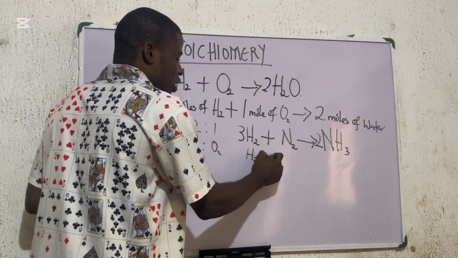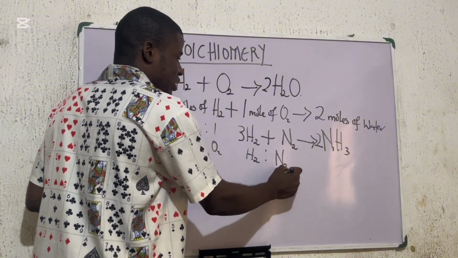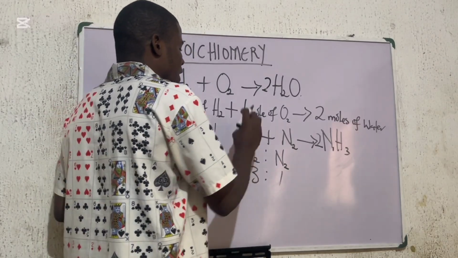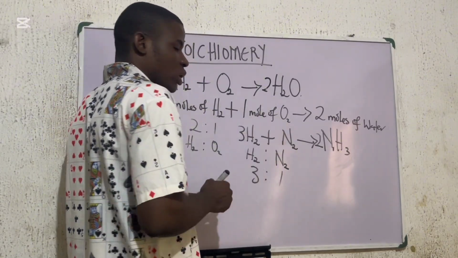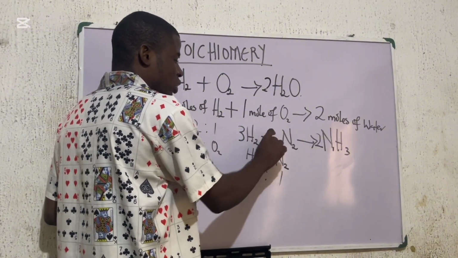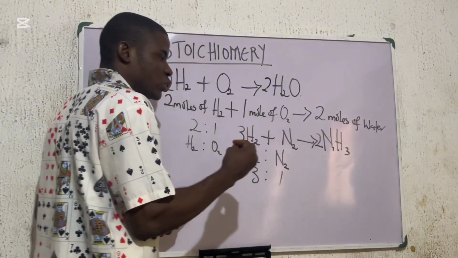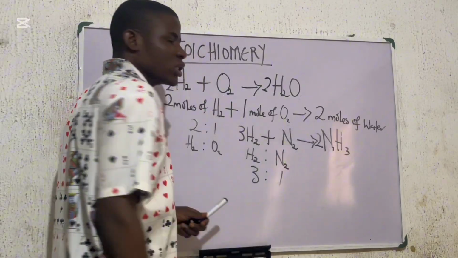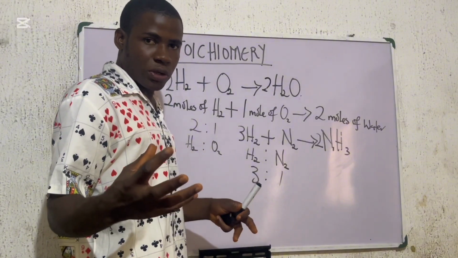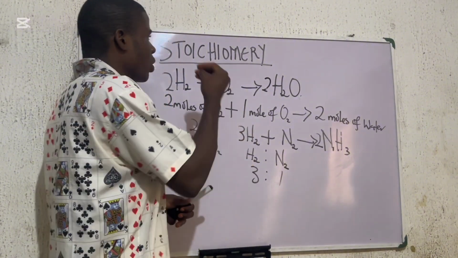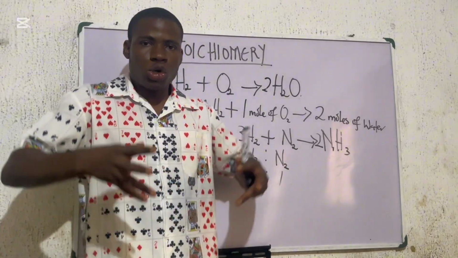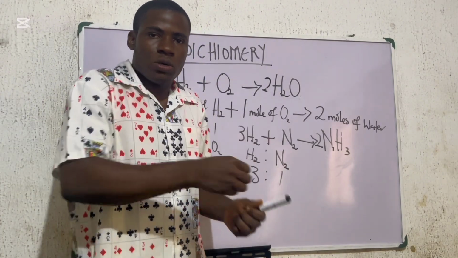So the stoichiometry that we're talking about, now the ratio of hydrogen gas to nitrogen gas to form ammonia will be 3:1. So on a normal circumstance, 3 moles of hydrogen gas will react with 1 mole of nitrogen gas to form 2 moles of ammonia. I hope you understand what I mean by this. So this is what we call stoichiometry: the mole ratio to which reactants combine to form products.